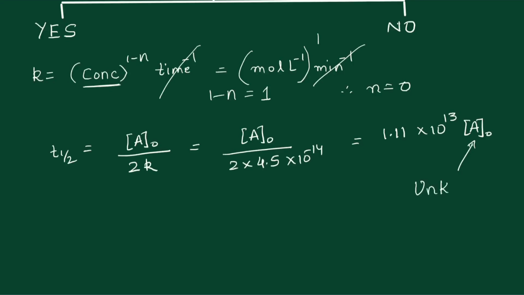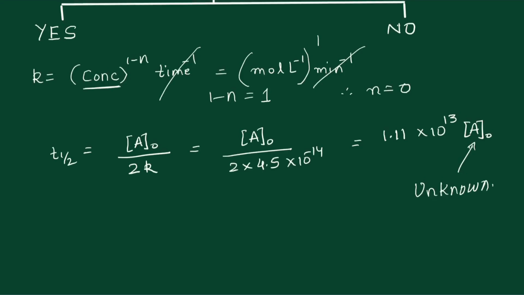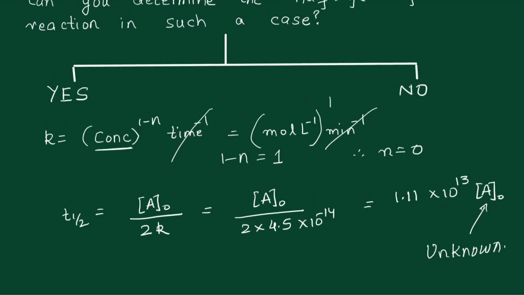So for me to determine the half-life of this reaction completely is not possible unless we know the value of A0. That means the initial concentration or concentration of the reactant taken. So all in all, our answer would be no, and we would explain it with this explanation.